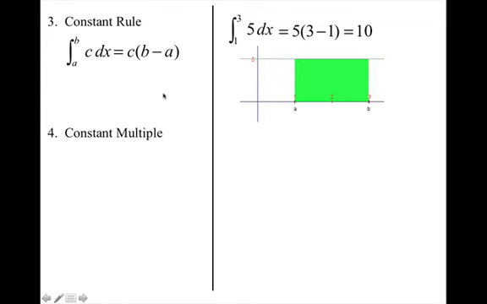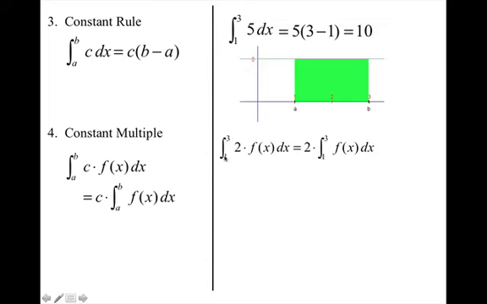The next one is called the constant multiple rule. This one says if you have the integral from a to b of some constant multiple times your function in the integrand, then you can pull out the constant multiple because it doesn't rely upon the x at all. So you would evaluate the integral first and then multiply by your constant. So for example, if we have 2 times f of x dx, all that means is I can pull the 2 out first and evaluate the integral from 1 to 3 first.